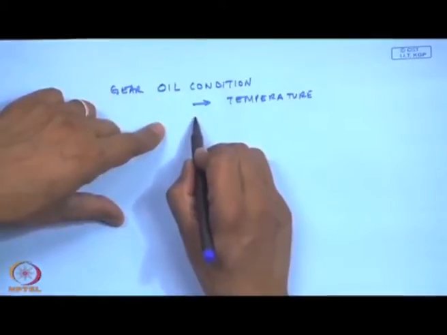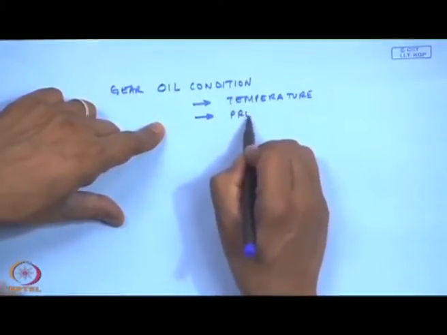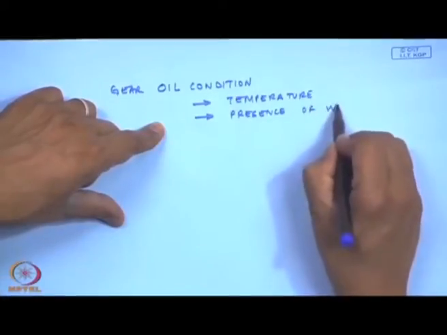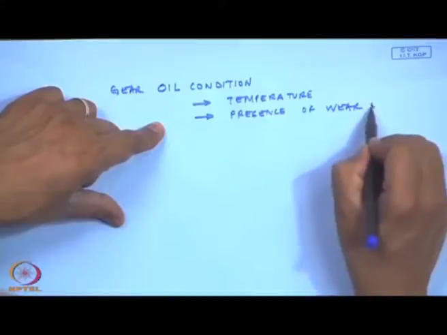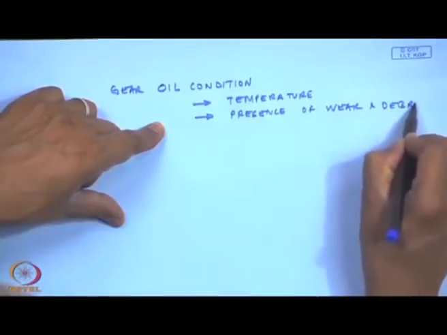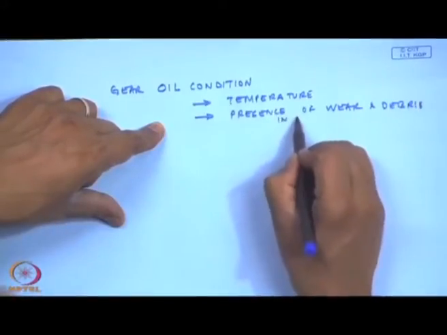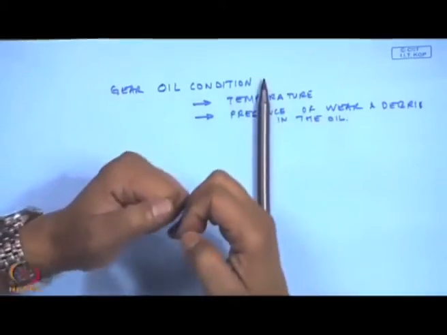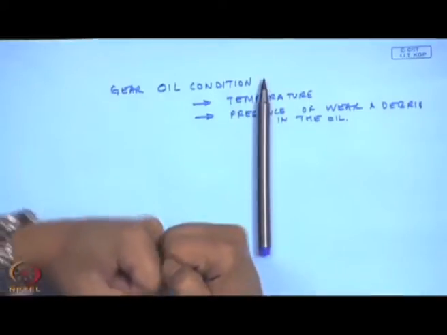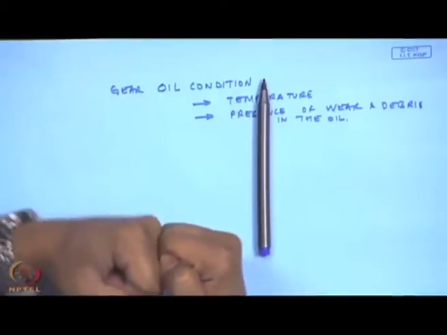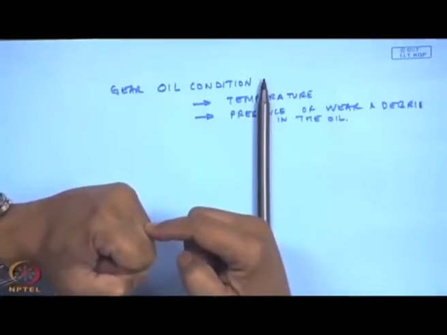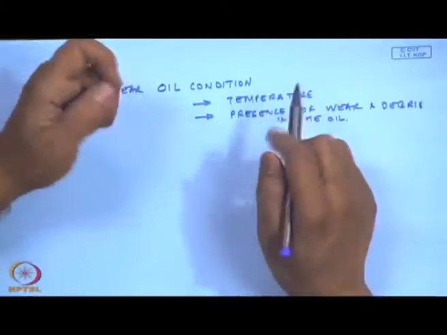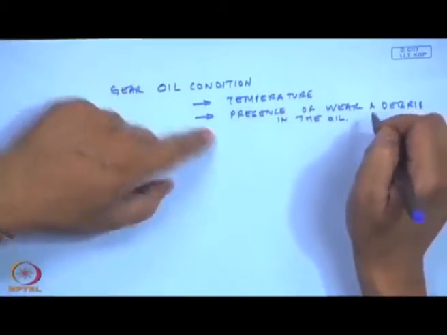Okay. And another is the presence of wear particles or wear debris in the oil. Because what happens with time, when two teeth mesh with each other, they rub against each other. Okay. Once they rub, because they may be soft, the proper heat treatment is not done, these particles may flake off and get deposited in the oil.